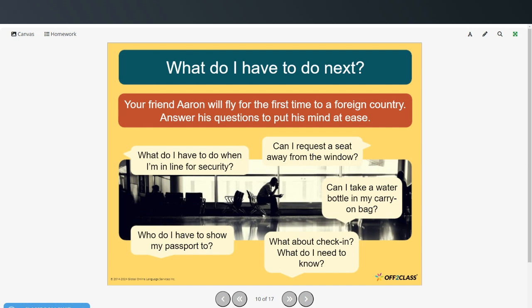And who do I have to show my passport to? You'll need to show it when you check in to the agent at the check-in counter, and then again when you go through security.